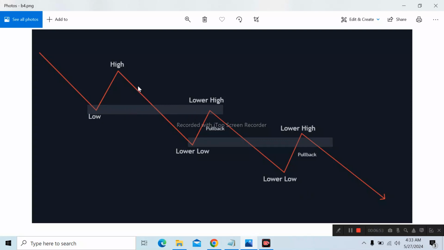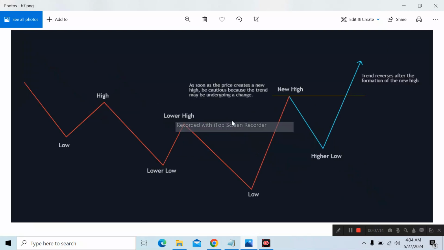Okay. So when you look at this structure, you notice that when you see price move this way, you have to be patient for the retracement back to where the low was formed. Then you take your sell position in that manner.